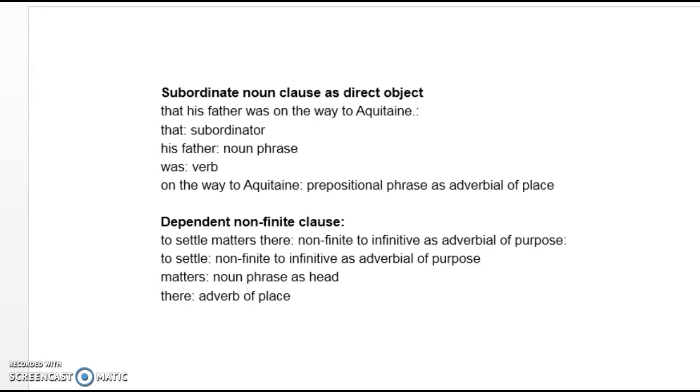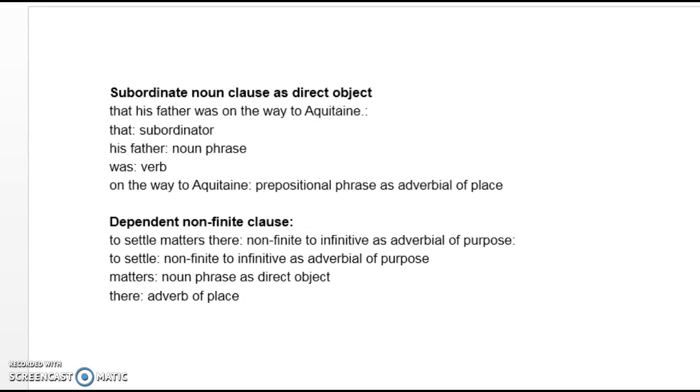In this sentence, you have a subordinate noun clause which is functioning as a direct object: that his father was on the way to Aquitaine. What did Richard know? He knew that his father was on the way to Aquitaine. So that then is a subordinate noun clause as a direct object. That here is the subordinator. His father is the noun phrase, which would be the subject of this subordinated clause. Was is the verb, and on the way to Aquitaine is a prepositional phrase which is functioning as an adverbial of place.